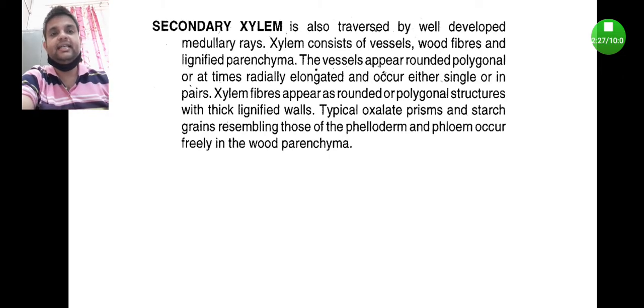Next, the secondary xylem region. The secondary xylem region is also traversed by well-developed medullary rays. Here also, like the secondary phloem region, you will find the medullary rays. The xylem consists of vessels, wood fibers, and lignified parenchyma. The vessels appear rounded, polygonal, or sometimes radially elongated, and occur either singly or in pairs. Xylem fiber appears as a round or polygonal structure which contains thick lignified walls.